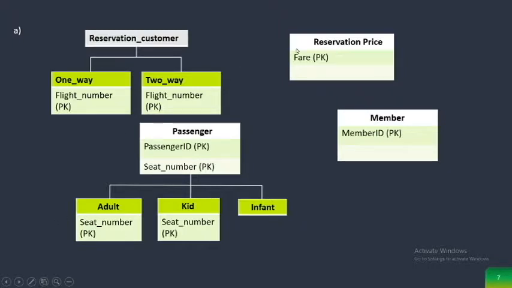The next entity is reservation price. The primary key for reservation price is the fare. All customers will pay a different fare for reservation price. Okay, the next one is member. All member IDs are different, so member ID will be the primary key. Okay, this is the answer for question A.